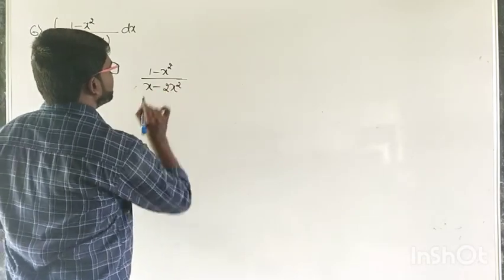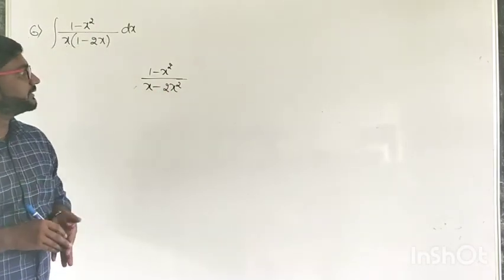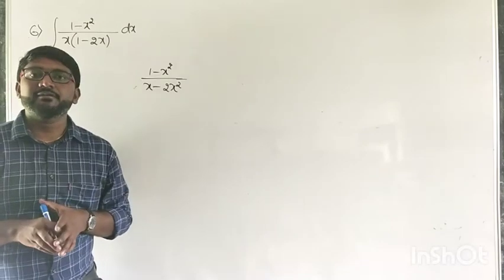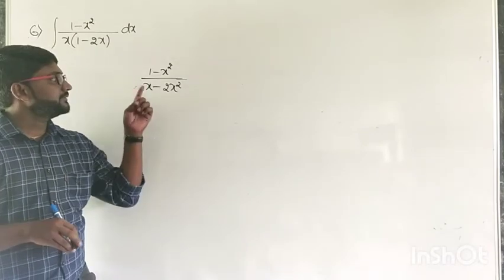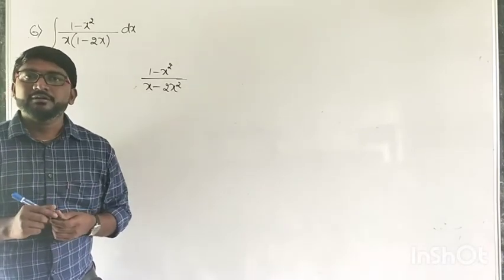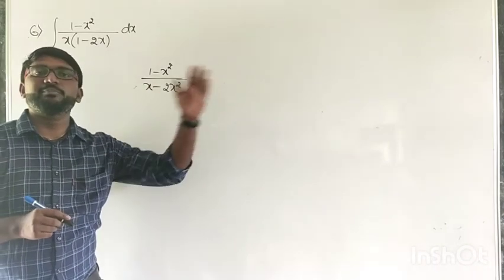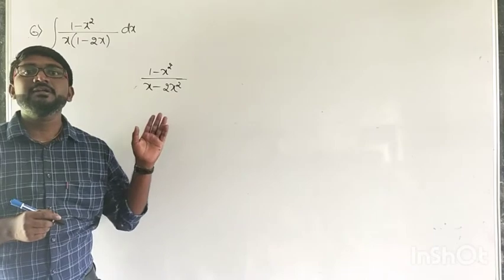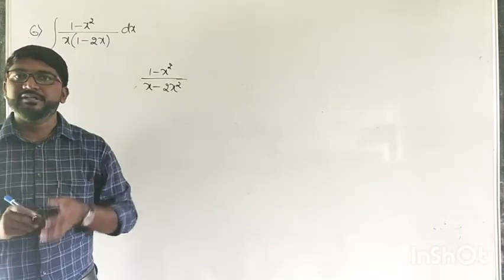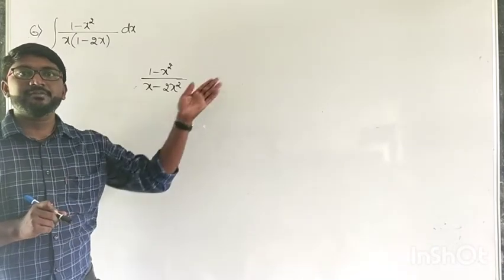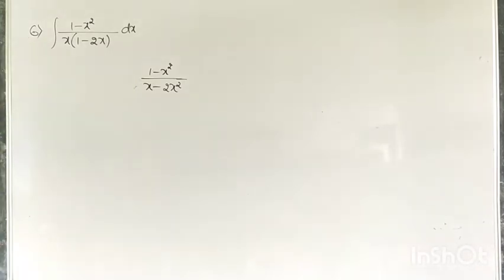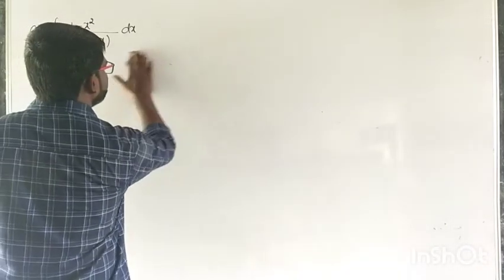Now the degree of the numerator is equal to the degree of the denominator. That means this is an improper rational function, and we have to convert this into a proper rational function by the long division process that you have learnt in your 10th standard, division of two polynomials. So let us go for the division now.